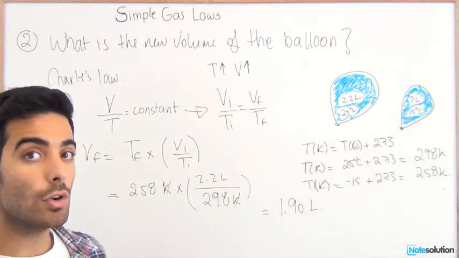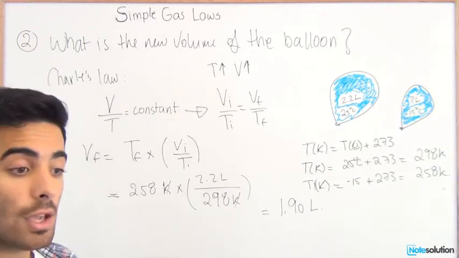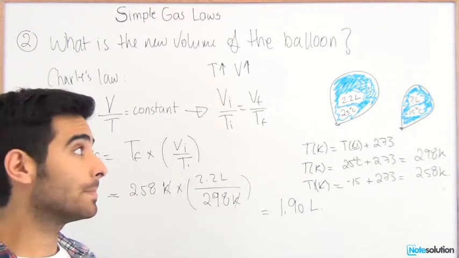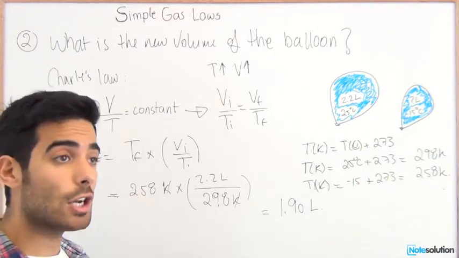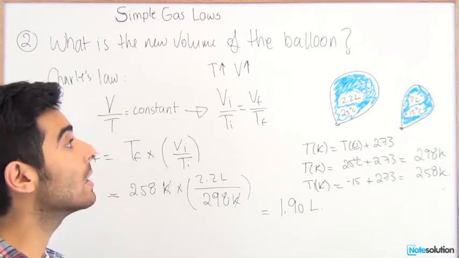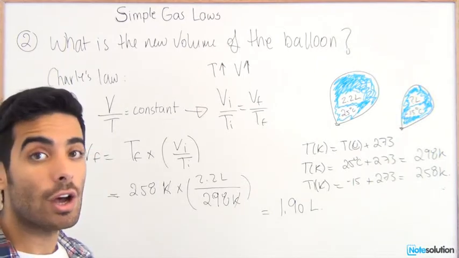So now you know how to incorporate Charles' law, and you have to relate what you have given as constant and what you have given as variable in order to decide which law you should use.